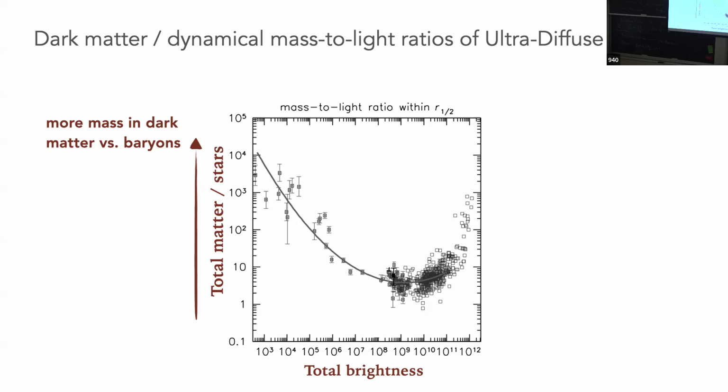That's why we just need to look at these dispersion supported systems, and then it's hard, right? But you get something. The big advantage of the rotation supported systems is the kinematics are much more instructive about what the dark matter is. So that's the trade-off.